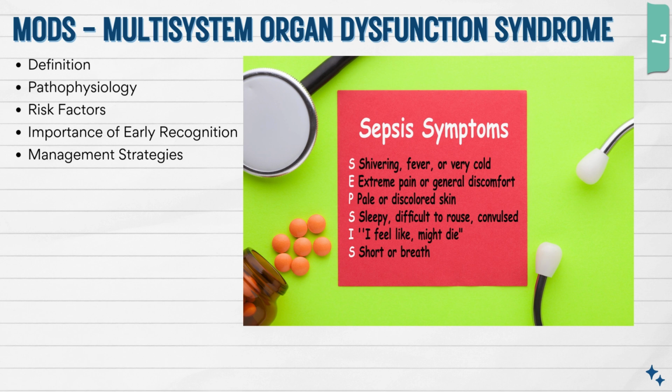Our main goal is supporting failing organs. So mechanical ventilation for respiratory failure, dialysis for renal failure, and also preventing those secondary infections and addressing the underlying cause of why the patient is having shock and lack of perfusion.